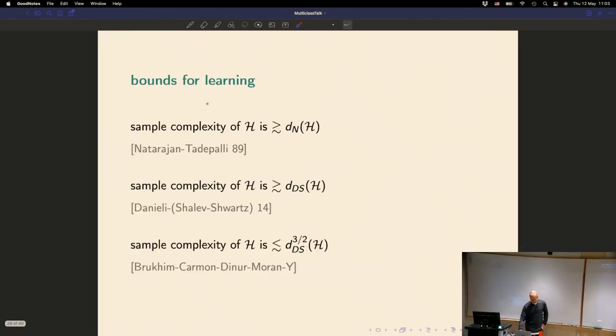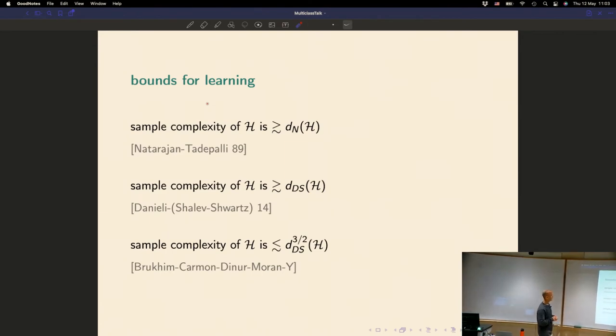Okay. And here are the connections between these dimensions and learning in the multiclass setting. So Natarajan and Tadepalli proved that the Natarajan dimension is a lower bound on the sample complexity of learning.